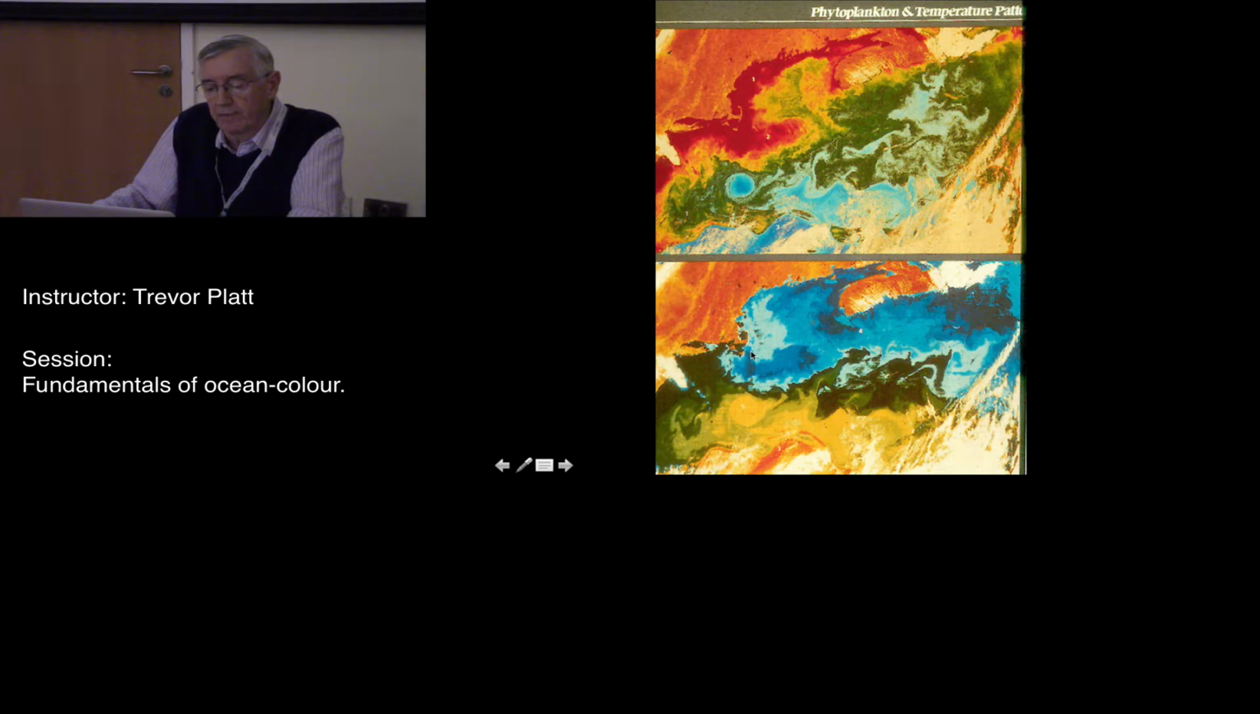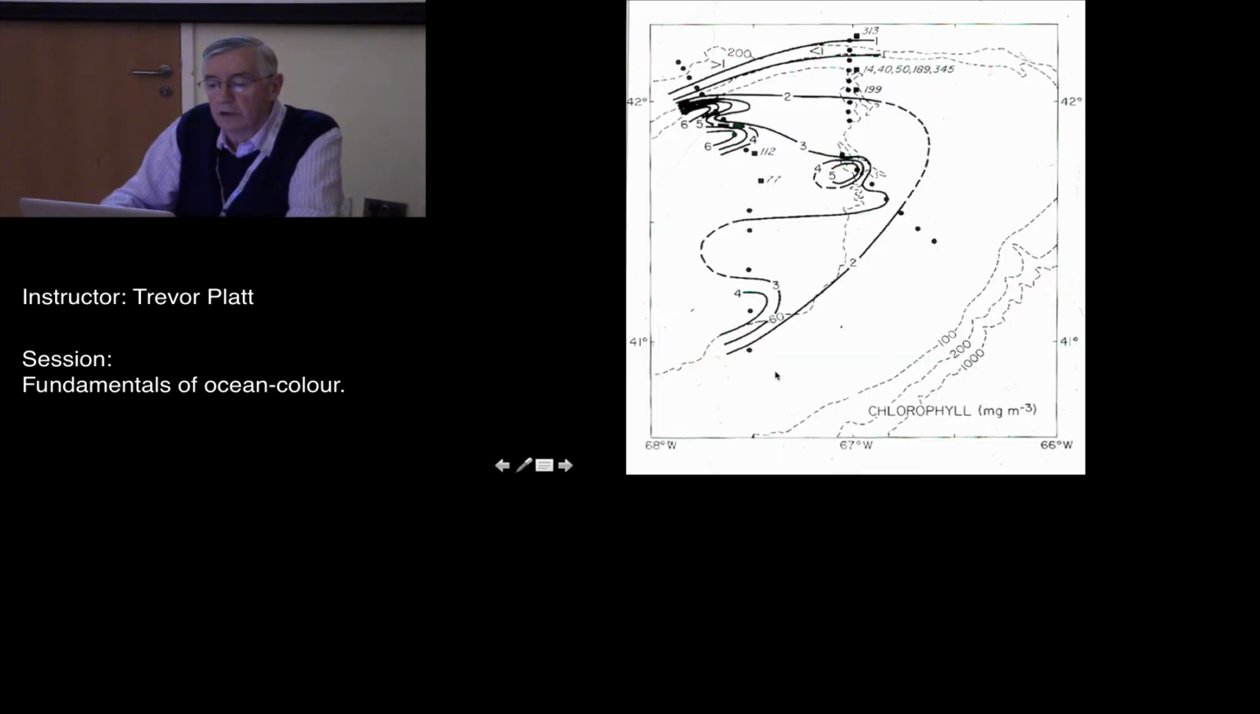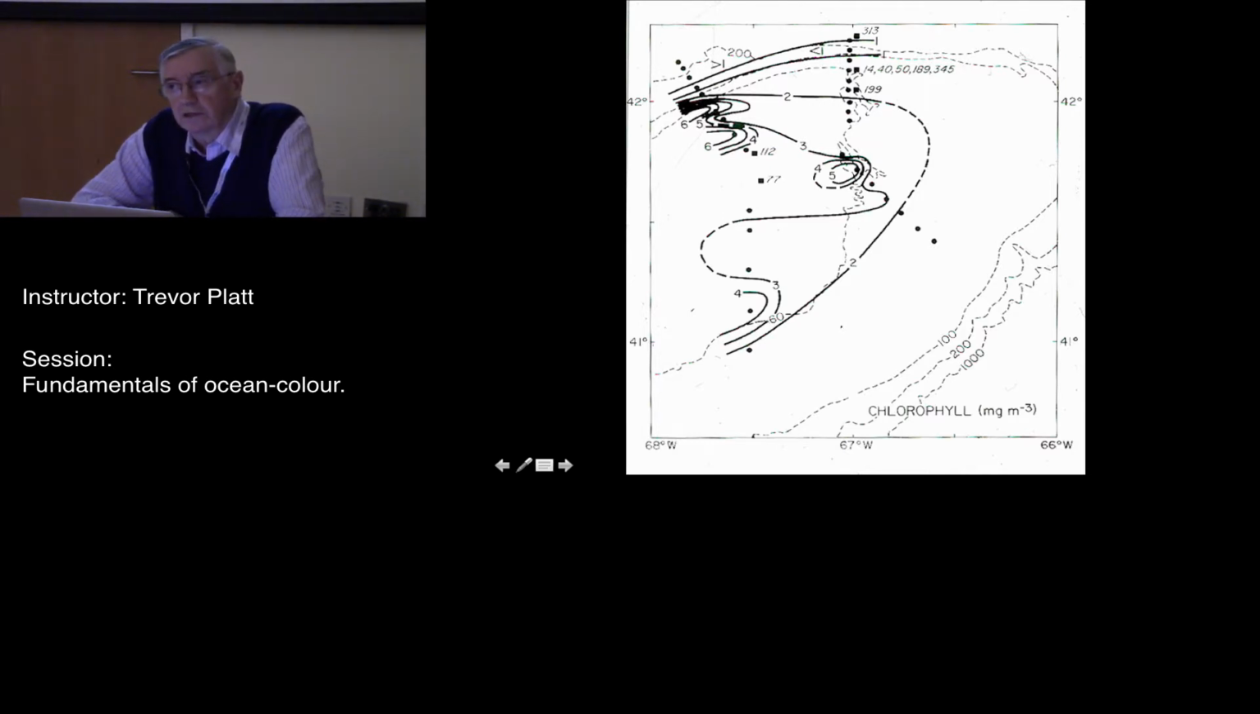Anyway, this level of detail in the chlorophyll and temperature fields was unprecedented. For this Georges Bank, I show you what we used to have to do. The way that you would get the chlorophyll field was by making these point measurements of chlorophyll on these transects, and then you contour the data and try to construct the chlorophyll field.